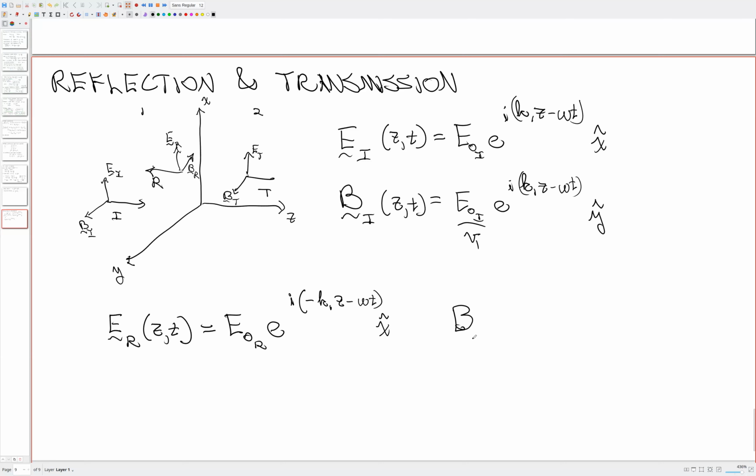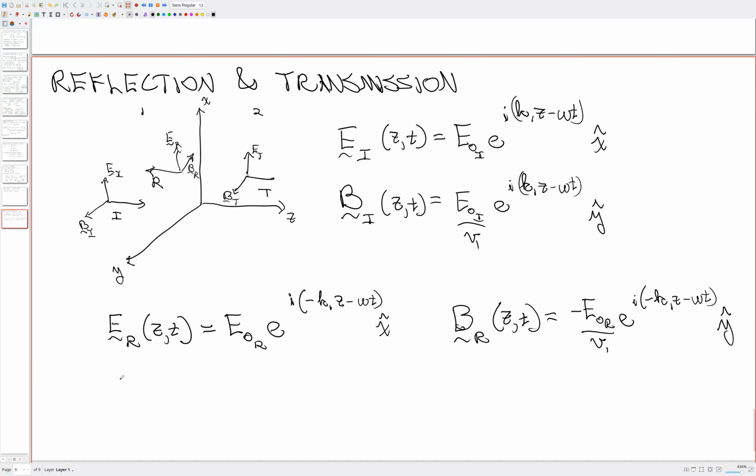The B reflected, ZT. According to our conventions, you see I'm kind of measuring B now the other way around. So I've put a minus sign, E0R over V1. And now, again, it's got the same spatiotemporal dependence, minus K1 Z minus omega T. And now this is also in the y hat direction.